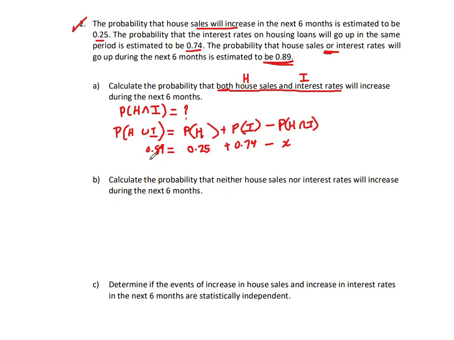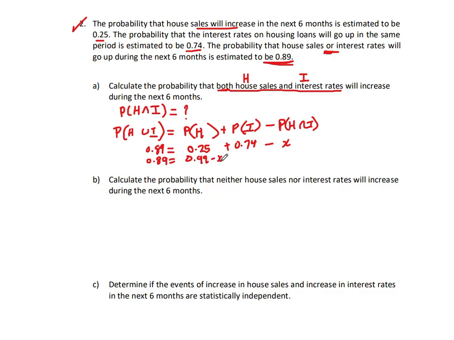So to condense this, we're going to simplify. 0.89 will be equal to, we're going to add 0.74 to 0.25, which is the probability of H plus the probability of I. And when we add 0.74 to 0.25, we get 0.99. And we're going to subtract X.